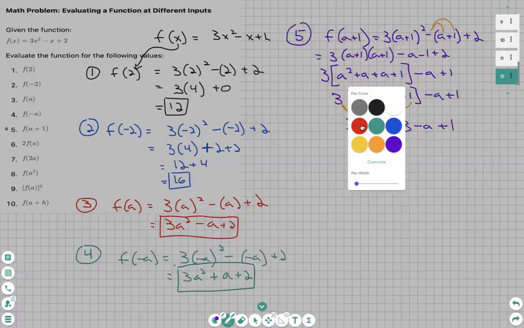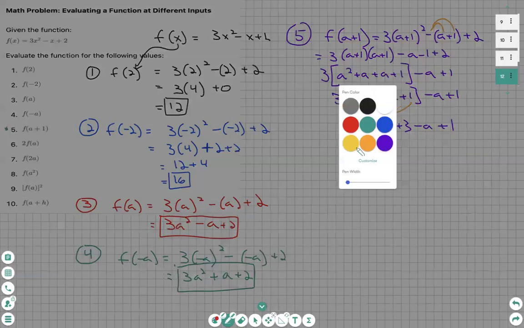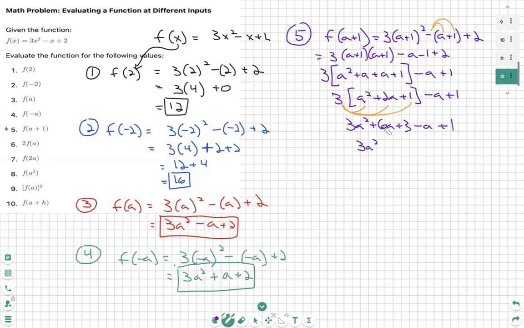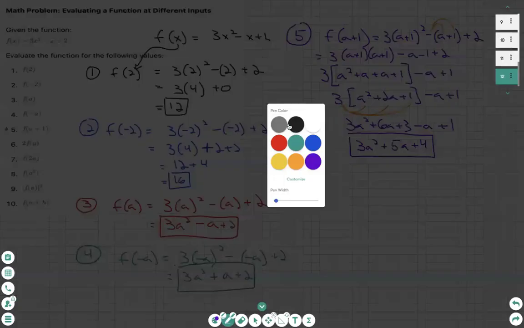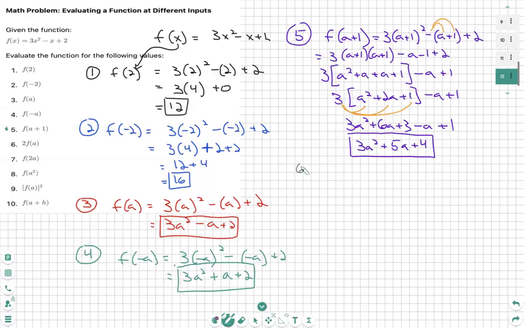Combine like terms. The a squared stick together. The a's go together. So 6a minus a is 5a. And 3 plus 1 is 4. So we have 3a squared plus 5a plus 4 as our answer to number 5. All right, let's keep on keeping on. Let's do number 6, please.